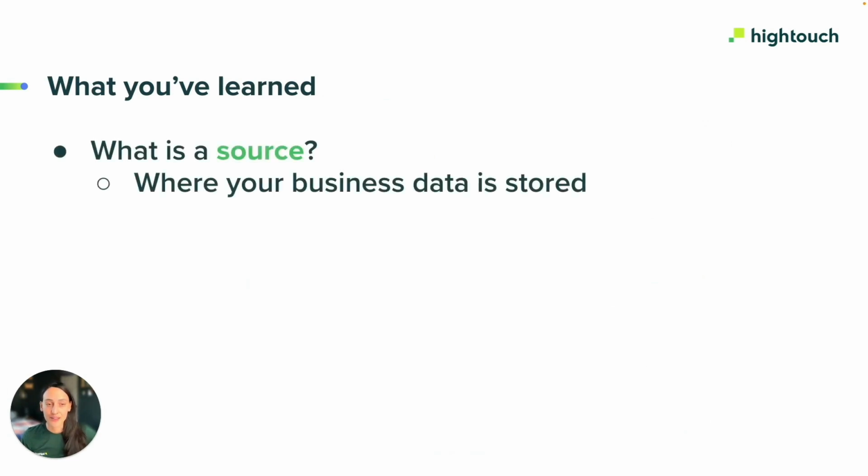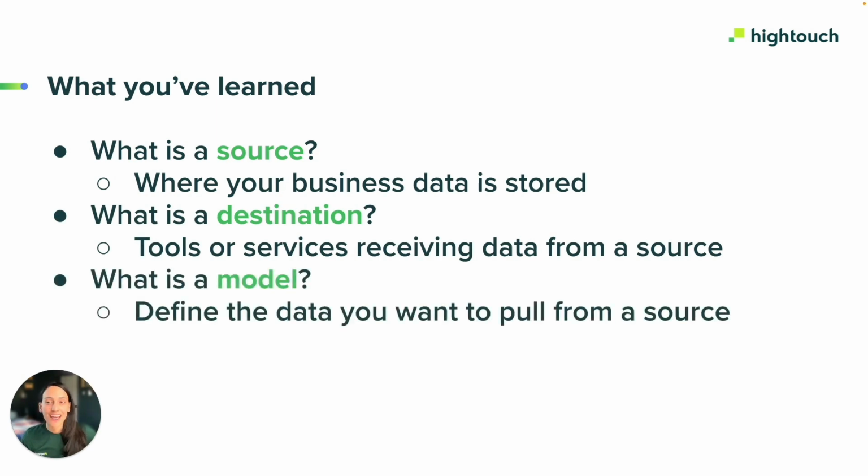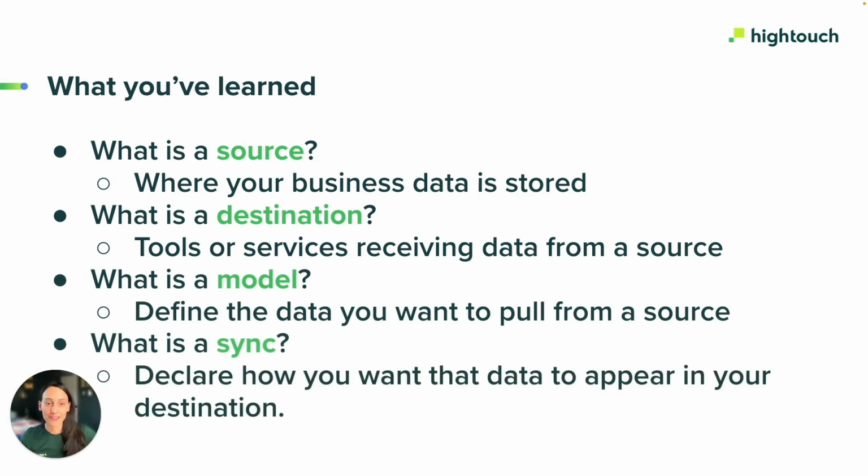To summarize, sources are where your business data is stored. Think data warehouses, databases, spreadsheets, etc. Destinations are the tools or services receiving data from a source. Models define the data you want to pull from a source, and sinks declare how you want that data to appear in your destination.